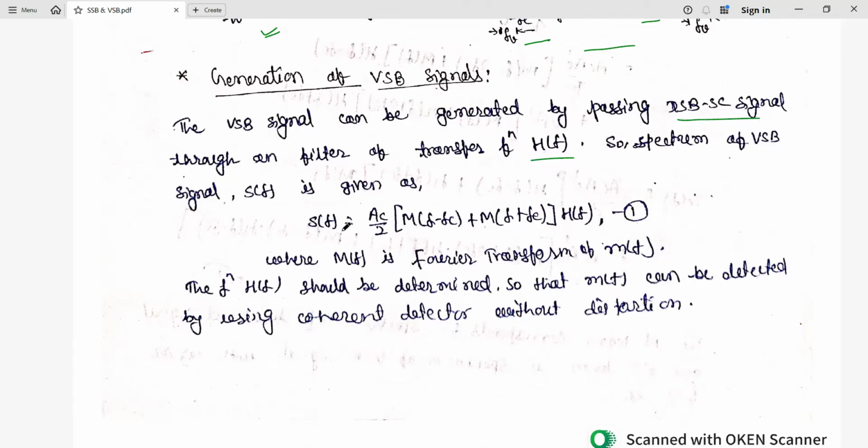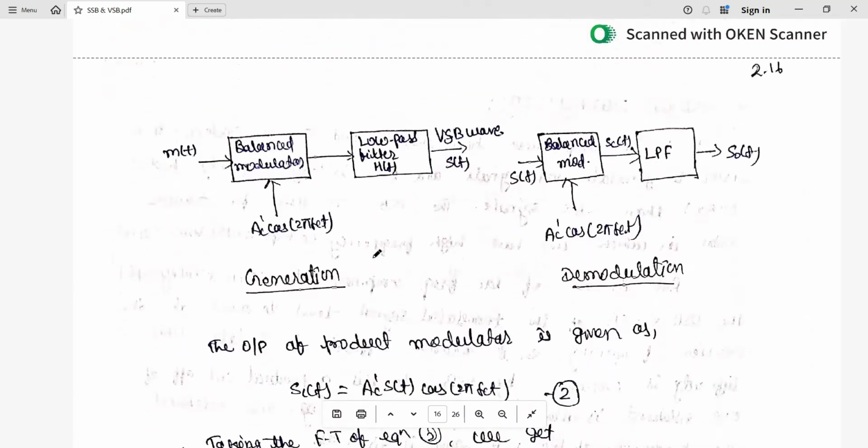The spectrum of the VSB signal in the frequency domain is Ac by 2 times [M(f minus fc) plus M(f plus fc)] multiplied by the filter function H(f). M(f) is the Fourier transform of m(t), which we know, and H(f) we are going to determine so that it is suitable to detect the message signal using coherent detectors without distortion. Later we'll see the waveform of the H(f) transfer function and how it works.